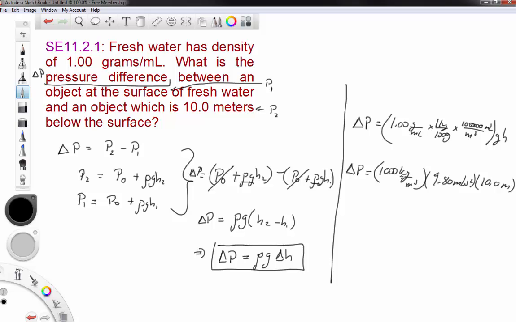And so this 9.8 meters per second squared times 1,000 kilograms, that gets me into newtons. So kilogram meter per second squared is newtons. Times a meter divided by meters cubed basically means newtons per meter squared. So the pressure difference here is 10,000 times 9.8, which is the same as 98,000 newtons per meter squared, or 98,000 pascals.